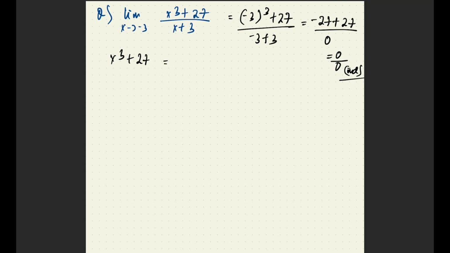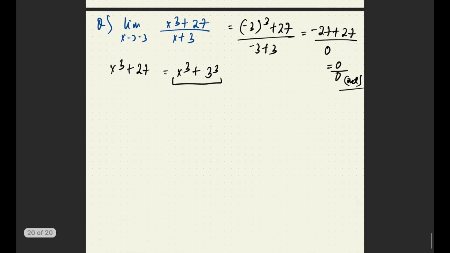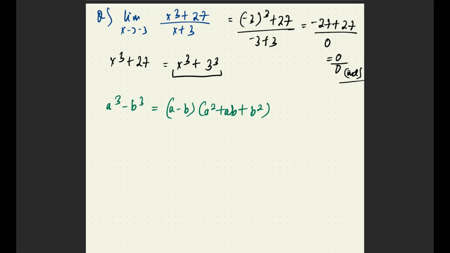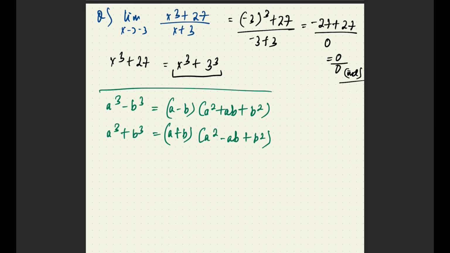And what can we write the 27 as? We can express it as x cubed plus 3 cubed. So now what we can do here is use the sum of two cubes. So remember this, when we have cubes, the difference of two cubes, a cubed minus b cubed, can be rewritten as a minus b multiplied by a squared plus ab plus b squared. And the sum of cubes can be written as a plus b multiplied by a squared minus ab plus b squared. These are important formulas. It might take some time, but you really need to remember them.